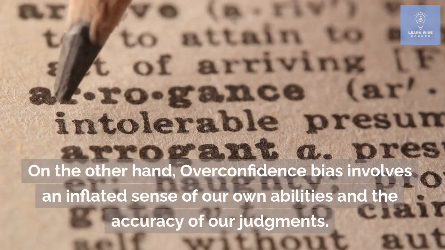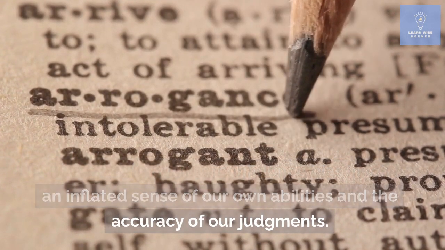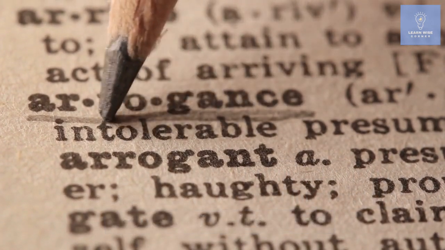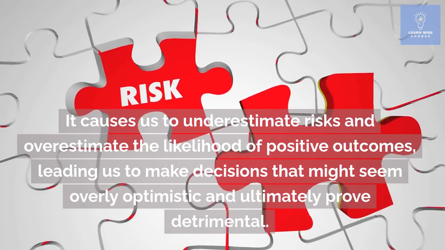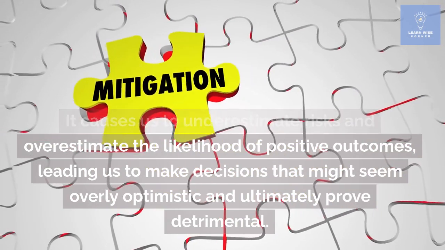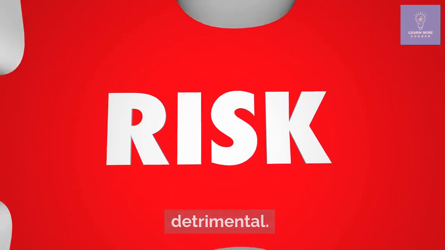On the other hand, overconfidence bias involves an inflated sense of our own abilities and the accuracy of our judgments. It causes us to underestimate risks and overestimate the likelihood of positive outcomes, leading us to make decisions that might seem overly optimistic and ultimately prove detrimental.